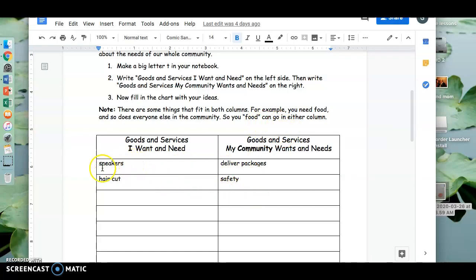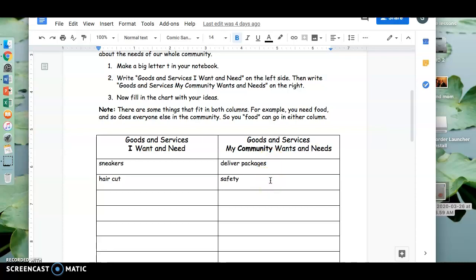I already put in some examples. I want new sneakers, and I could use a haircut. That's a good and a service that I want and need. My community needs packages delivered and needs safety. Actually, these are both services.